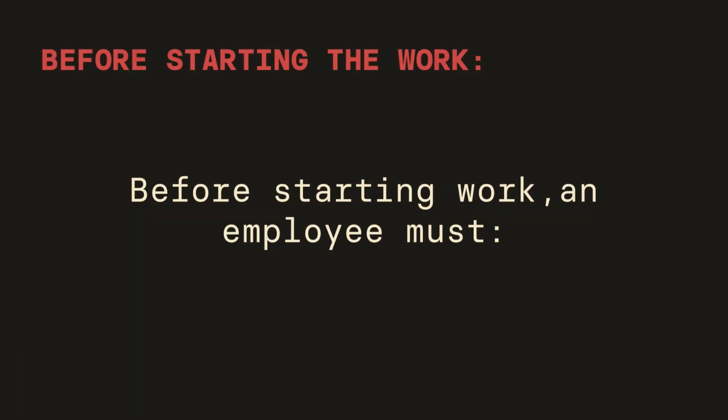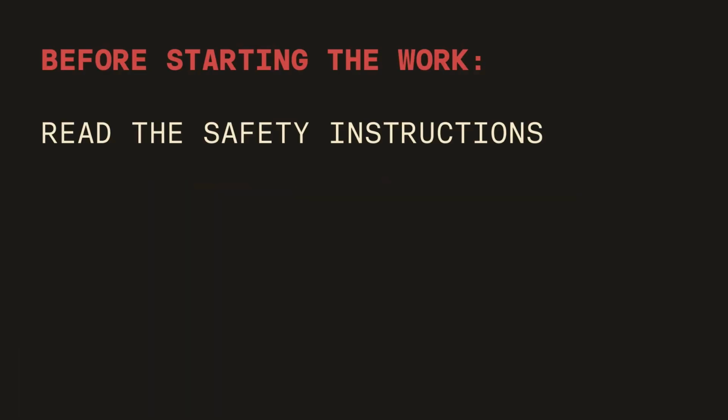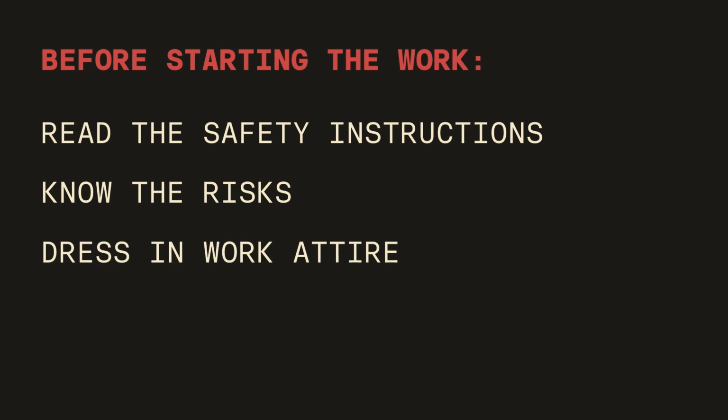Before starting work, an employee must familiarize themselves with the specific safety instructions for the tool or equipment they will use. Get to know the risk analysis of the construction site, which includes the identified hazards, levels of risk, and related preventive measures. Dress in the prescribed work attire, button up the cuffs, make sure there are no loose ends, and properly arrange personal protective equipment.